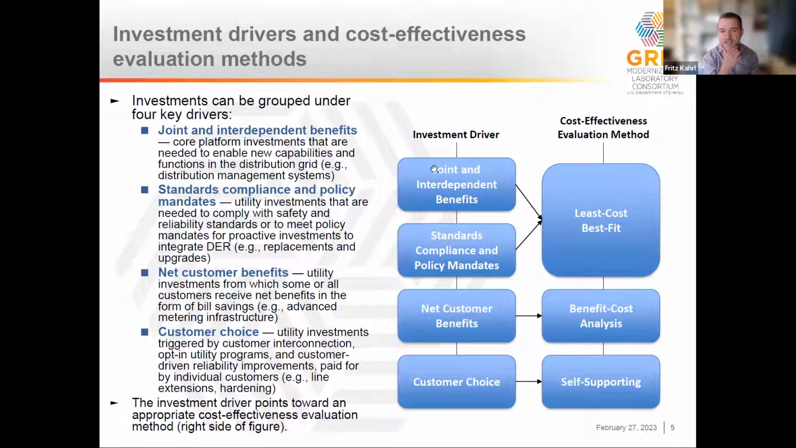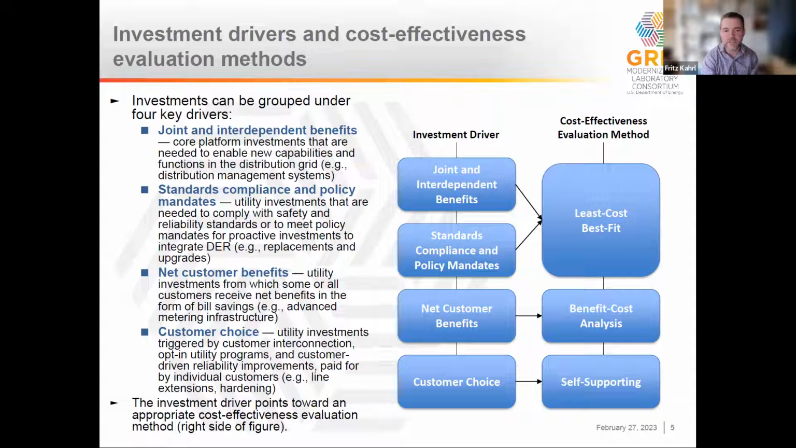Different types of investments will have different drivers. So we've been using 4 categories. The first category is joint and interdependent benefits. These are core platform investments that provide new capabilities and new functionality for the distribution system. The fact that they have joint benefits means that these types of investments are difficult to evaluate for cost effectiveness because they support multiple objectives. So things like higher reliability, lower emissions, lower distribution system costs, and customer choice.